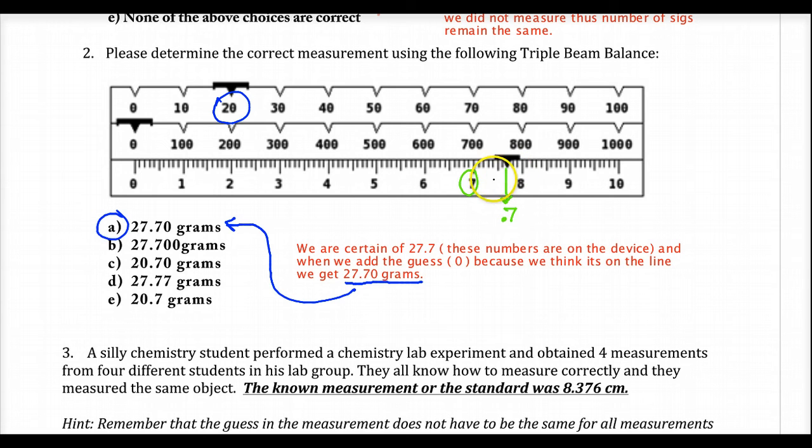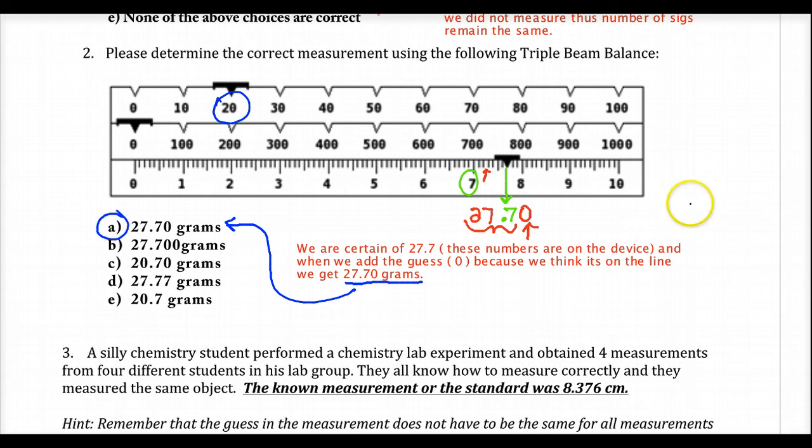And now I'm going to guess, and it's hard to see, but in between these calibrations, I'm guessing. Since it looks like it's on the line, I'm going to guess that it's on the line. So I guess the 0. So I'm certain of 27. These are the numbers that I see calibrated, and I have my guess. You can't forget that, and that's why A is the answer.